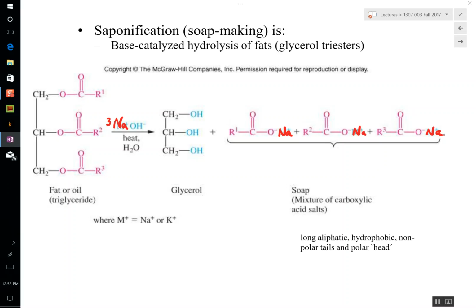You get glycerol, and then a sodium, a sodium, and a sodium. You get these 3. These are your soap molecules. This is soap.